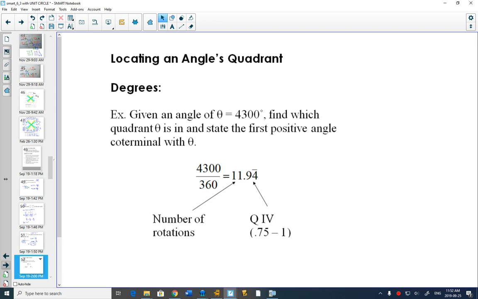Well, one way you could do it is with your calculator. If you do 4,300 degrees divided by 360, it comes out to 11.94. And 11 means you've gone around 11 full times. The 0.94, does it make sense that this is a quarter, this is a half, this is 3/4, this is all the way around? So 0.94 happens to be in quadrant 4. So 4,300 degrees is in quadrant 4.